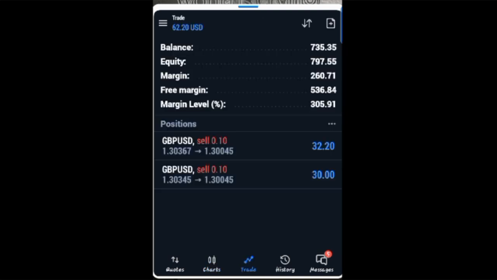On this trade, I'm trading Great Britain pounds versus US dollar. In most of my trades, I trade gold, as you all know. I deal more with gold. But on this particular trade, I took my entry on pounds and dollar. And this is my live account.